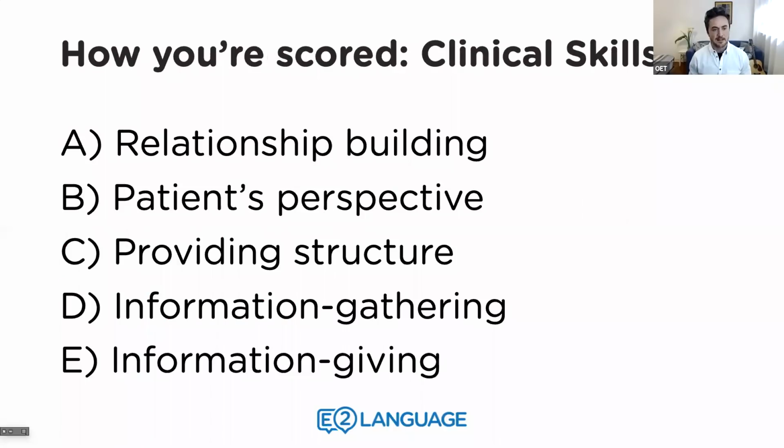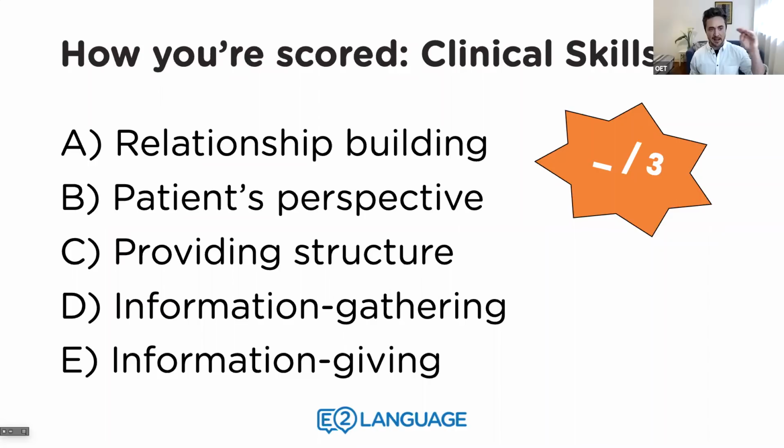You'll get it as we go through. Stuff like this. You're scored on relationship building, understanding and incorporating the patient's perspective, providing structure within your role play, information gathering, information giving. And for each of these, you're scored out of 3. Now, each of these, A, B, C, D, and E, all have sub-criteria, okay?